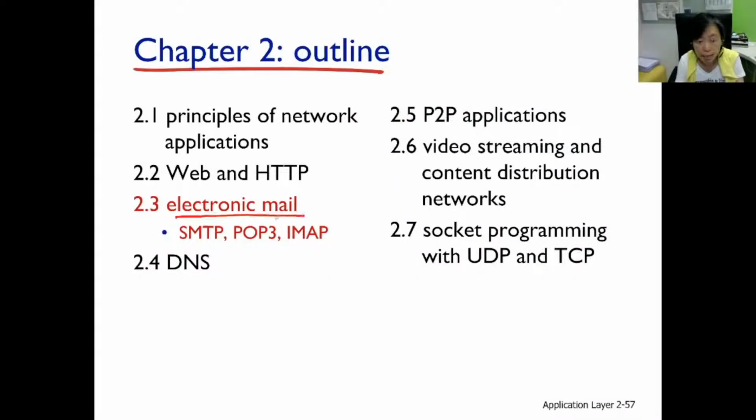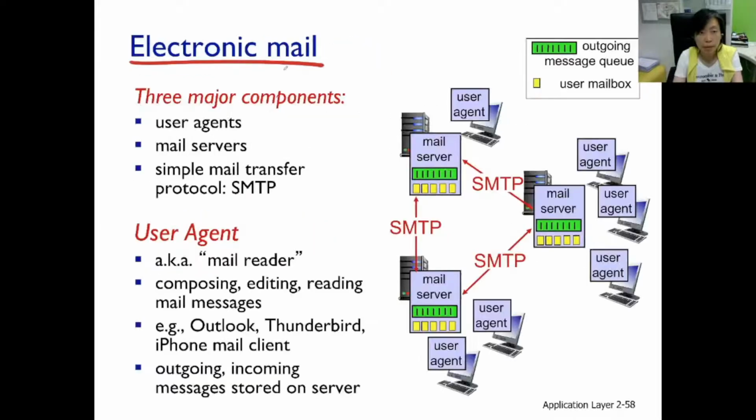2.3, emails. This application is a little bit unusual. It's supported by not only one application layer protocol, but multiple ones, and we'll talk about it. The email application has three major components. First is the user agent, the software running on the machine closer to the users. Mail servers are the software running on more resourceful machines farther away from the users. Among these mail servers runs the protocol SMTP, the Simple Mail Transfer Protocol. We'll talk a bit more about these.